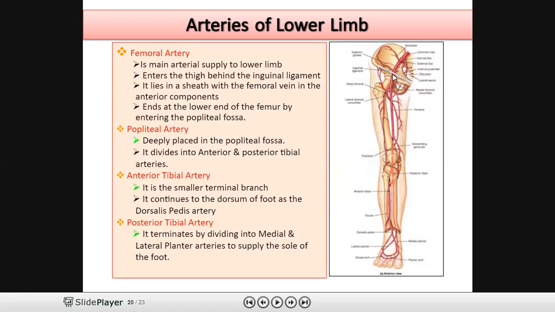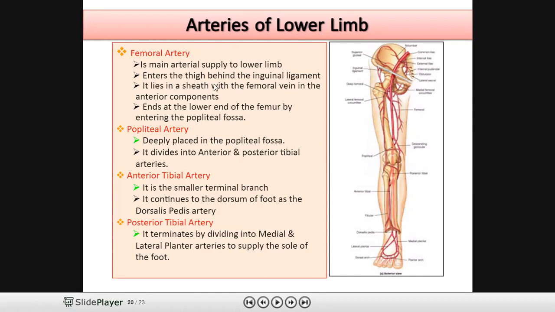Once it crosses behind the inguinal ligament, it becomes the femoral artery. And this femoral artery gives off a branch, which is called the deep femoral artery, or profunda femoris artery. That's where we have the profunda brachii artery in the upper limb. Here we have the profunda femoris artery. So this branch is going here.